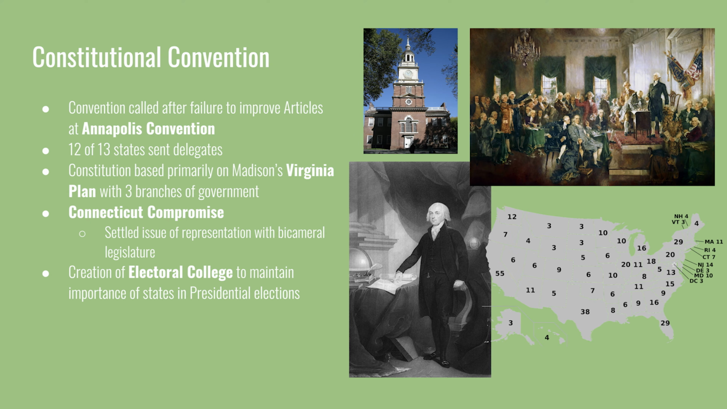In order to fix this issue or this debate on representation within the central government, we have the Connecticut Compromise. It settles the issue of representation with a bicameral legislature. It creates one house that is going to give delegates for every state based on the population size, so the states with a larger population are going to have more representatives, and the states with fewer people inside of them are going to have fewer delegates.